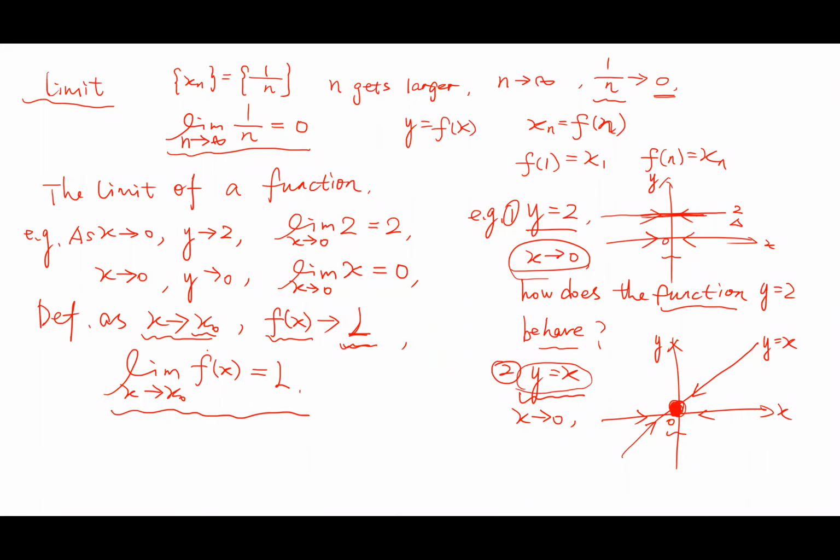But here we can see that is an informal definition because we use phrases like get close to, get very close to, get close enough to, right? So that just describes the behavior of the function of the limit. So guys, can you understand?